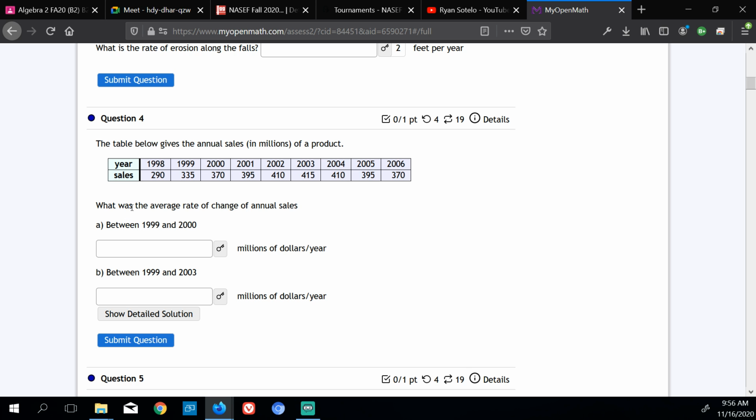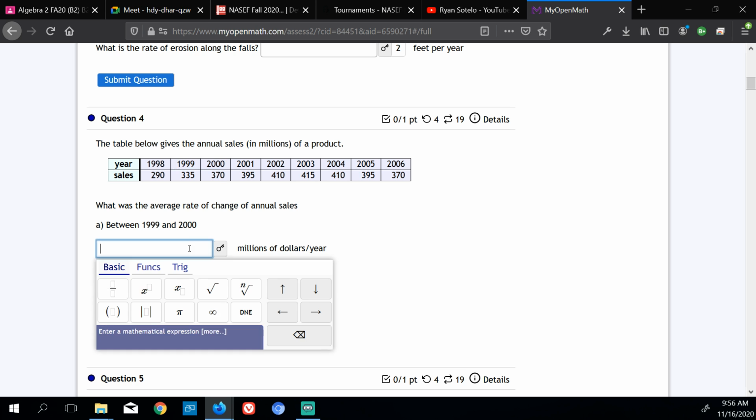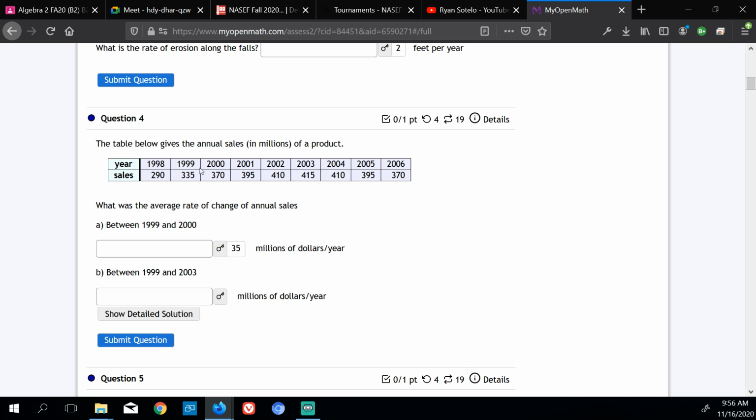For this one, they want to know what the average rate of change is from 1999 to 2000. So you're going to do rise over run. You're going to take this number minus that number divided by this number minus that number. So how much did it go up? 370 minus 335. Divided by the difference between 2000 and 1999. So that's just 1 divided by 1. So that's 35. 35 over 1. Because it's 1 year difference?